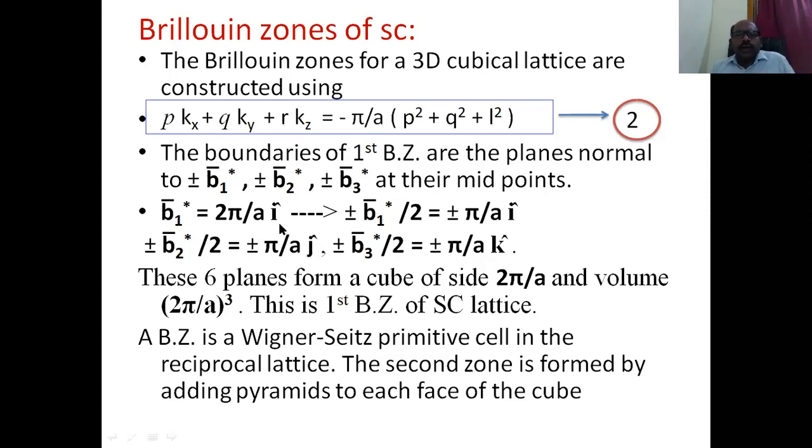So now the boundaries of the first Brillouin zone are the planes normal to these vectors at their midpoints. In the earlier case, we have drawn the normals to the lines. In case of two dimensions, we have drawn the perpendicular lines at the middle of those spaces.